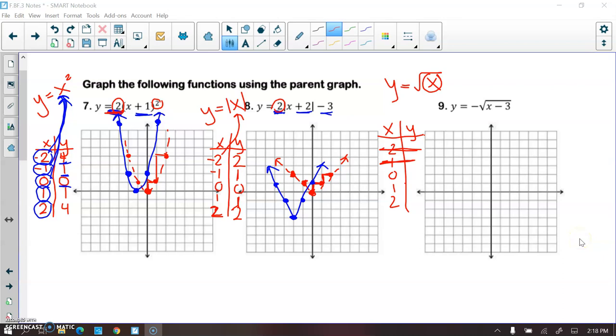Okay, continuing on with this, if I put 0 in for the square root of x, the square root of 0 is just 0. If I put 1 in for the square root of x, the square root of 1 is just 1. If I put 2 in for the square root of x, now the square root of 2 is going to come out to be a really long decimal, so we're not going to use that one.